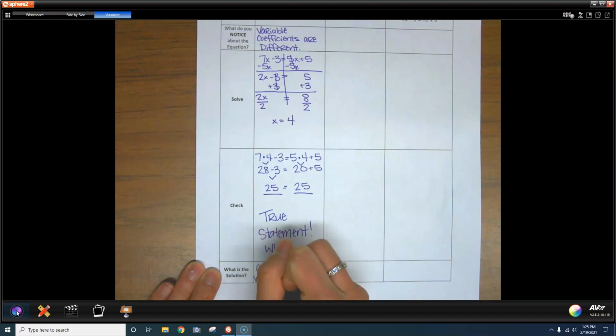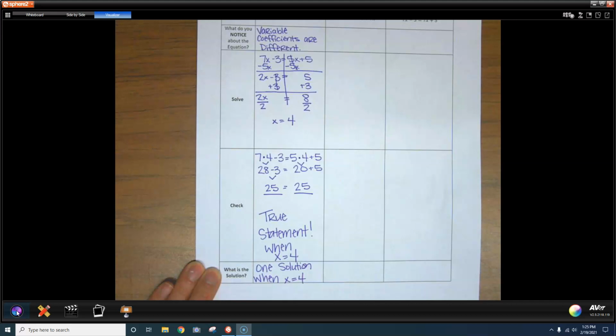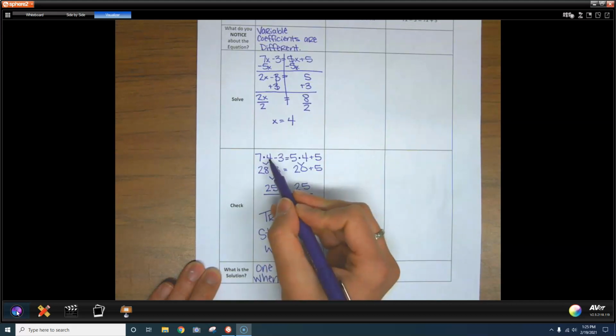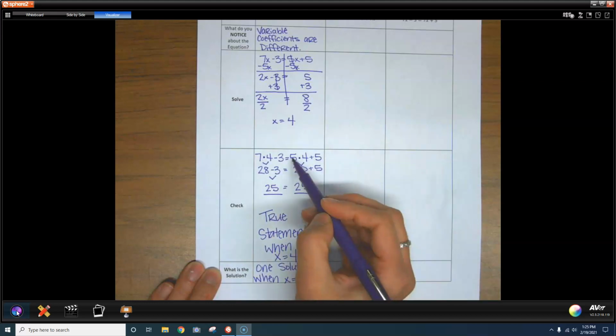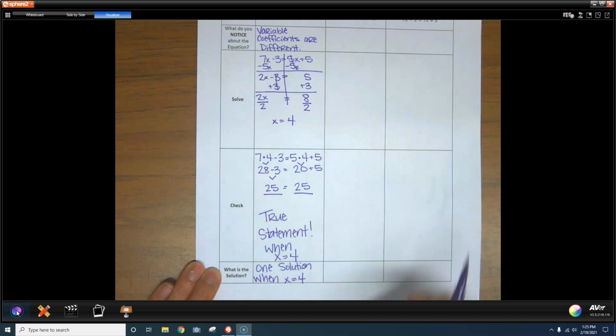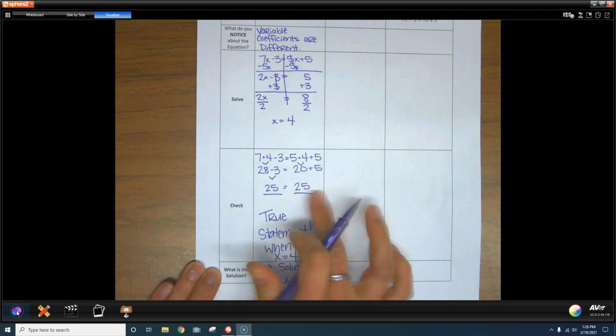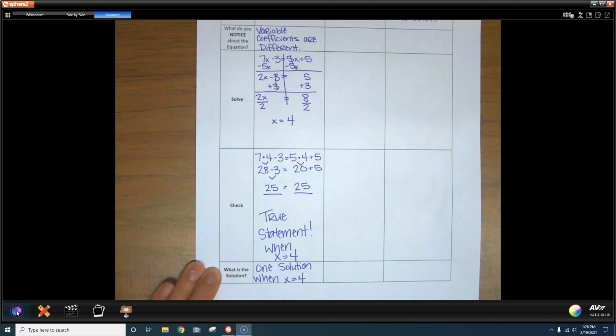When x equals 4. If I plug in 3 and I do 7 times 3, which would be 21, minus 3, which would be 18, and then 5 times 3, which is 15, plus 5, that would not make two equal numbers. It would not make a true statement. This is only true when x equals 4. So it's one solution when x equals 4.